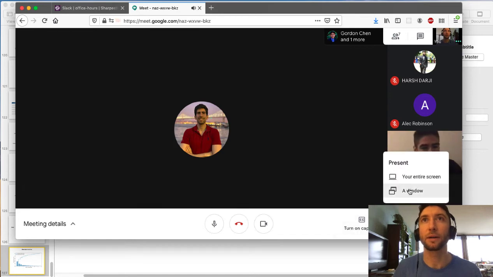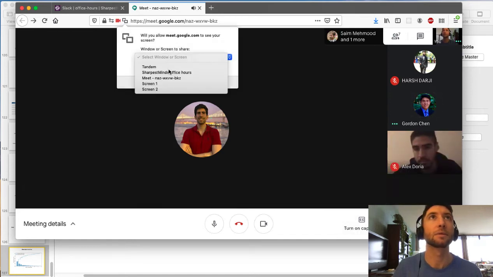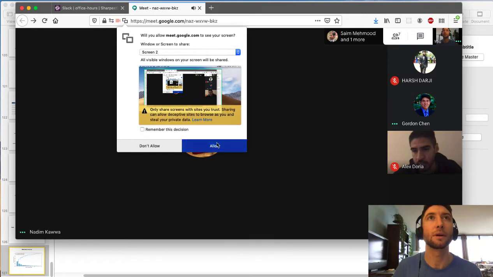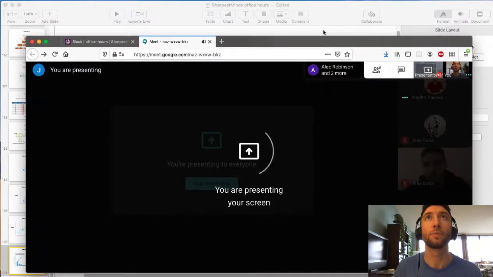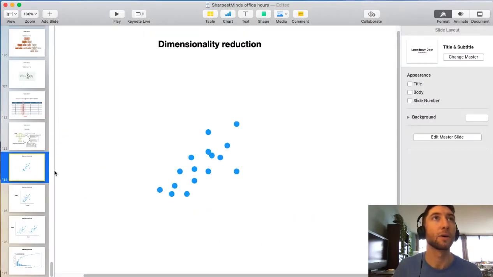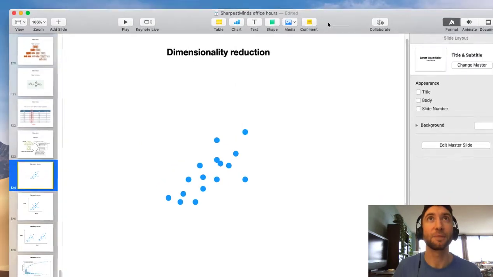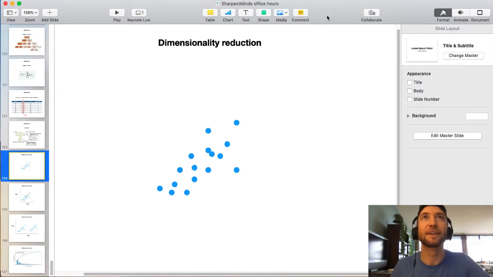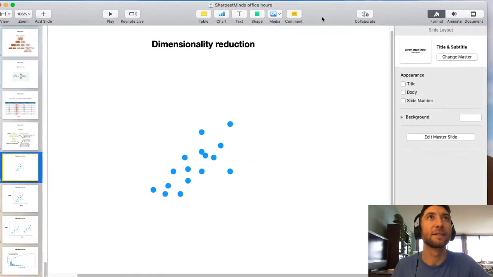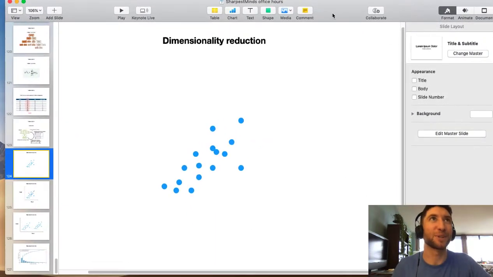Screen share going. Screen 2. Okay. Hopefully you guys can see this. Can somebody just let me know if you can't see it? Okay, I'm assuming that means everyone's good.